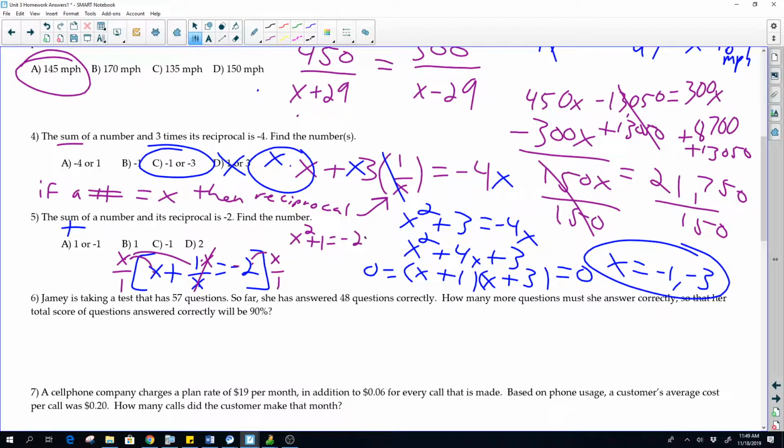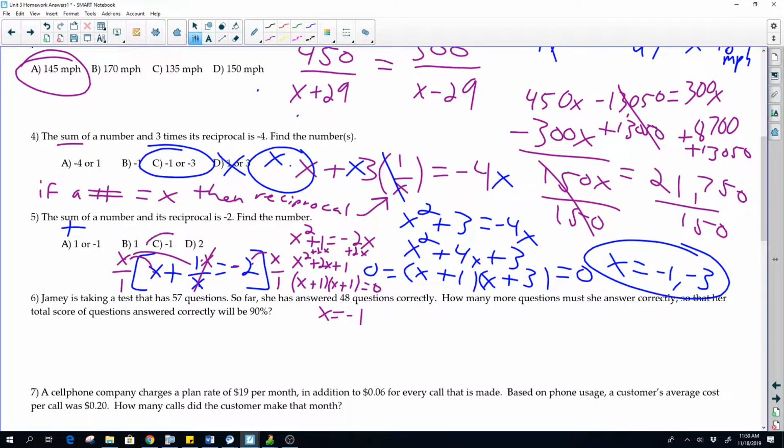We'll get everything on the same side. So we're going to add that 2x to the other side, and then plus 1. So we got everything on the same side. And then we factor that. So that's going to be x plus 1 and x plus 1. Good. And when you set both of those equal to 0, you get x equals negative 1. Cool.